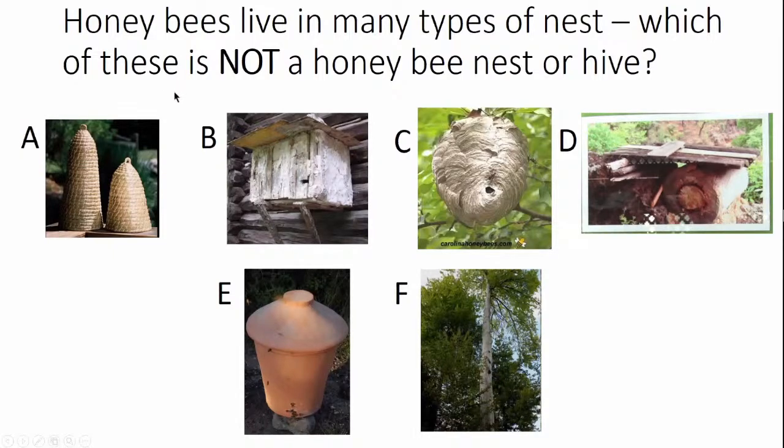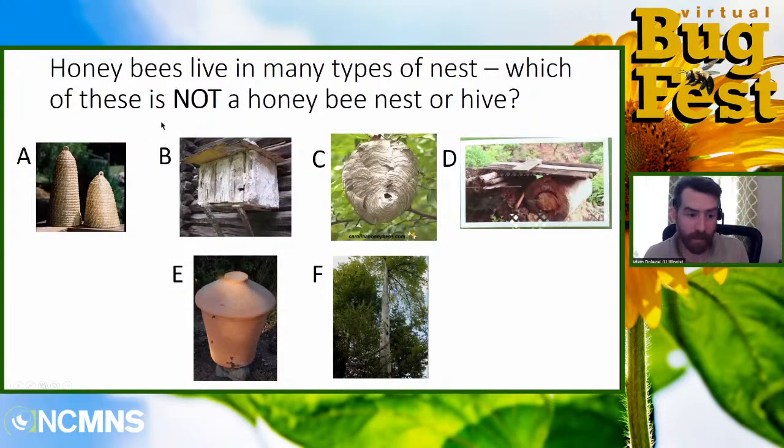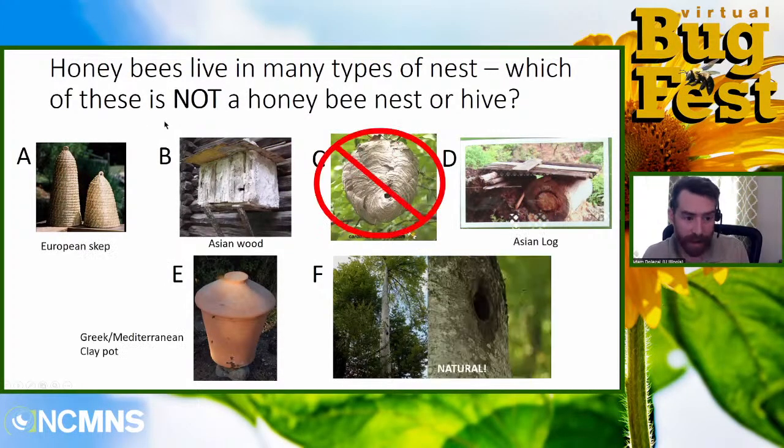The makers of the 1990s movie My Girl clearly didn't have the expertise of our viewers here. That's kind of a dated reference, but that's okay. But you're correct. C is a European hornet nest. But as we often see depicted in movies, TV, and diagrams, often is a picture and people think, oh, that's that big hanging thing off the tree.